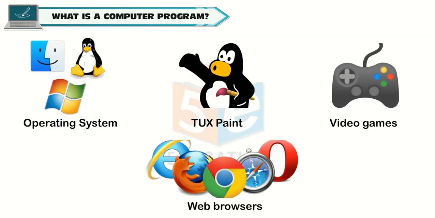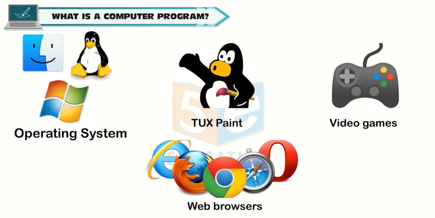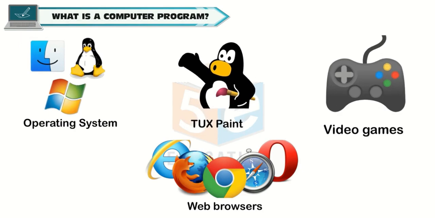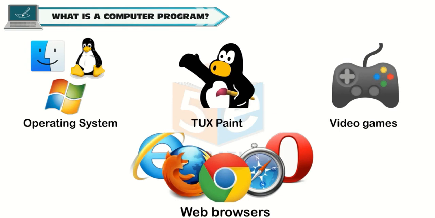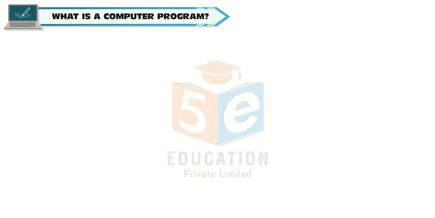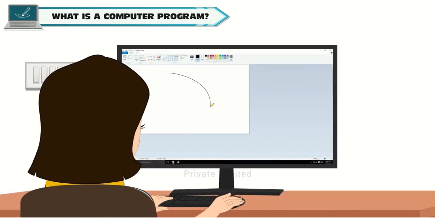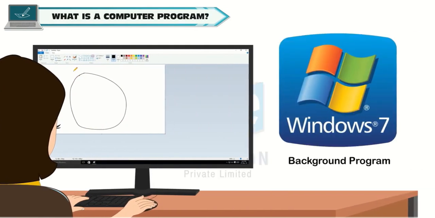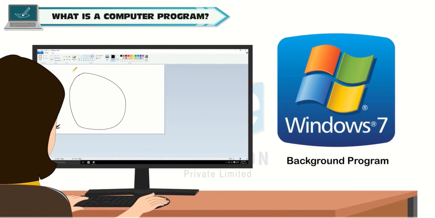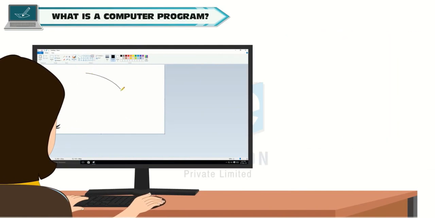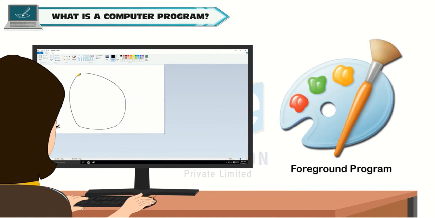Some examples of computer programs are operating system, touchscreen, video games, and web browsers. There are many programs that run whenever the computer is used. The programs that run in the background are called background programs. The programs that start on a click and the programs that run on the desktop are called foreground programs.